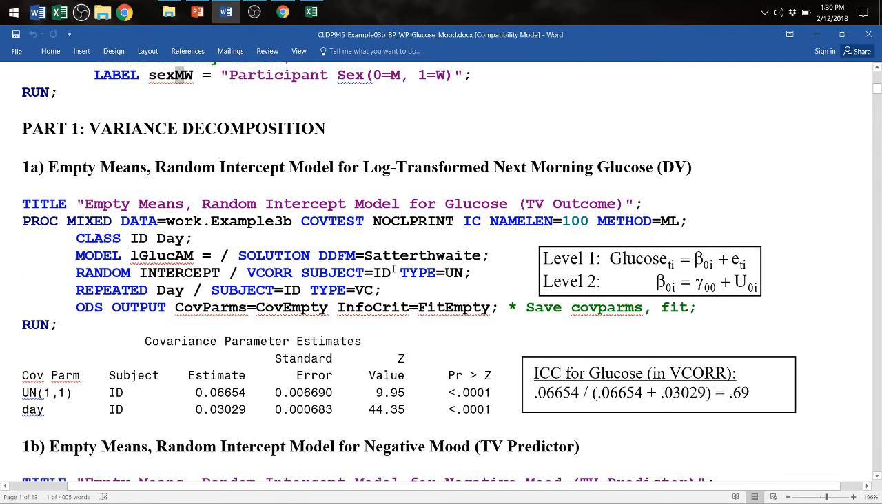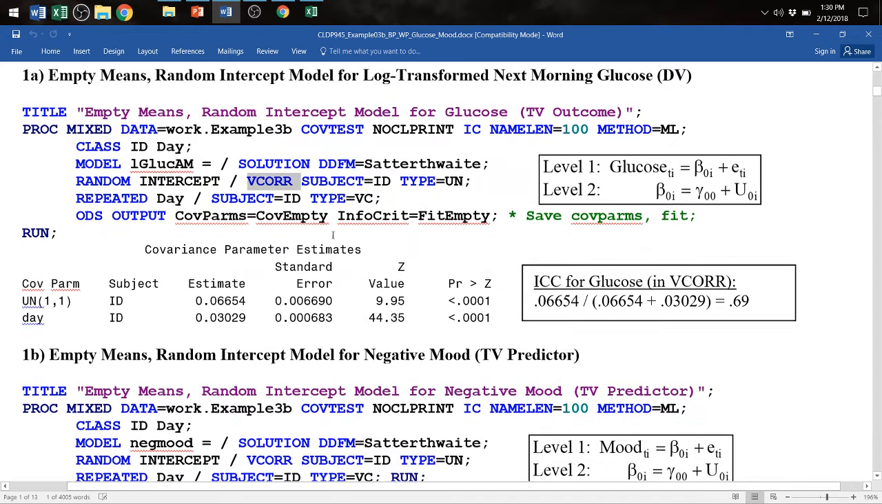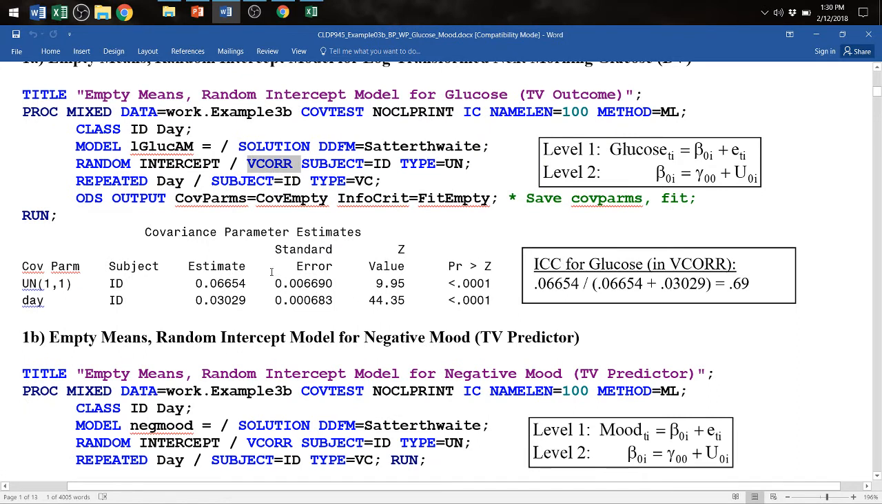But I do want to know how much of each of my time varying variables is between versus within. So here is log morning glucose as my outcome in an empty model. Note the magical V-core option, which gives you the intra-class correlation in a matrix. If you don't have that, you can always get your intra-class correlation as random intercept variance divided by random intercept variance plus residual variance. That works out to be 0.69.